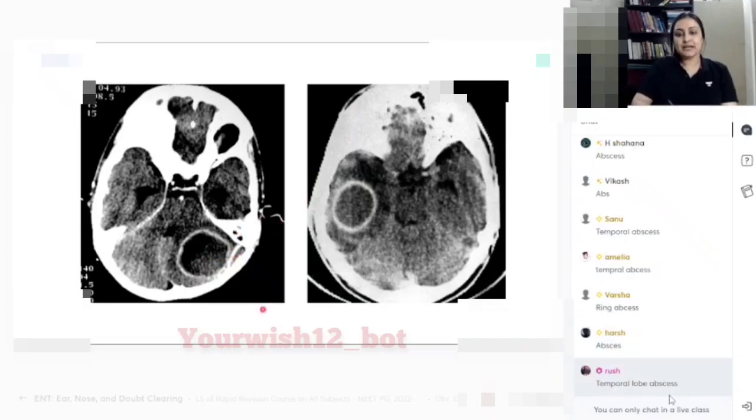So depending on the location we have two things. अगर यहाँ पे है, last year का NEET का सवाल, अगर यहाँ पे है, what abscess is this? बताओ. ये ब्रेन स्टेम हो गई. So ब्रेन स्टेम के पीछे क्या है? सेरिबेलम. So this is your cerebellar abscess.